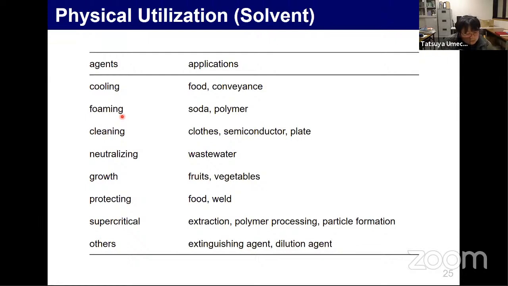The mixture of carbon dioxide with water is known as carbonic acid, and it is used in the foaming of beer and soft drinks. This is due to the fact that carbon dioxide is harmless to humans. In addition, carbon dioxide can also be used as an extinguishing agent for oil and electric fires. Thus, solid and gaseous carbon dioxide is closely related to our lives. In the manufacturing industry, supercritical carbon dioxide is often used. As is clear in the table, carbon dioxide is a substance used in many ways in physical utilization.